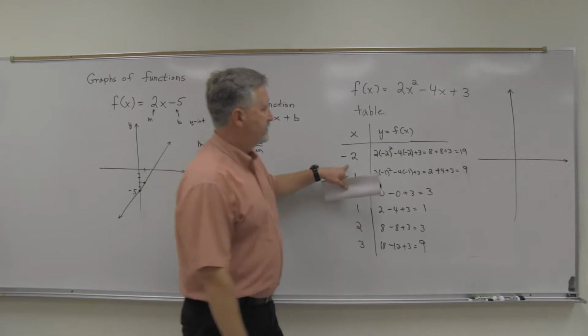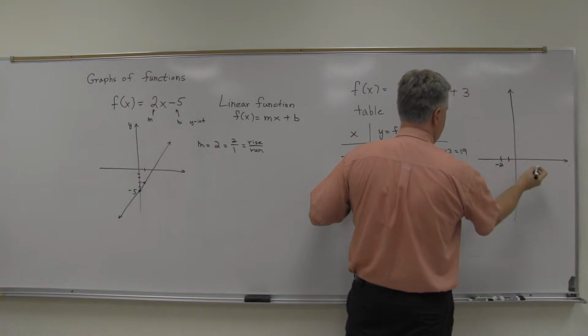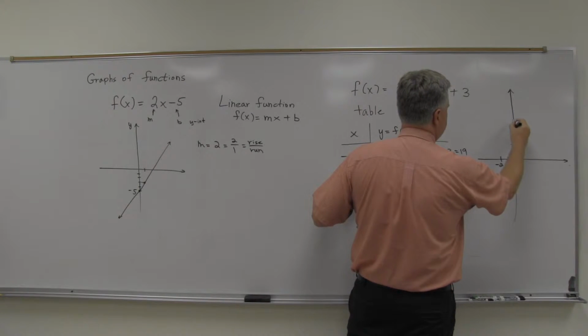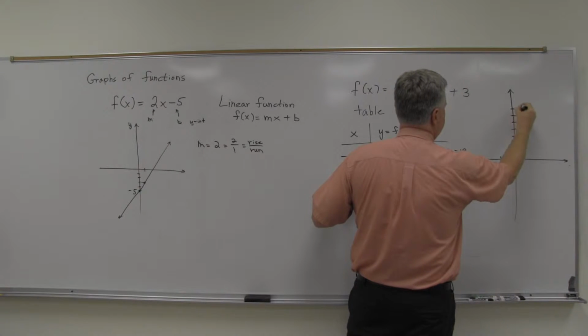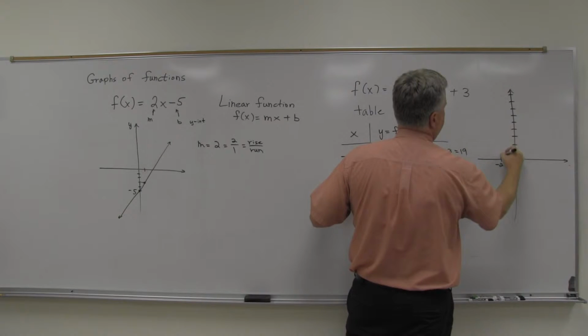You got x is -2, and then you got y is 19. Let's go back to 2, 4, 6, 8, 10, 12, 14, 16, 18. I think I got it. So -2, 19.